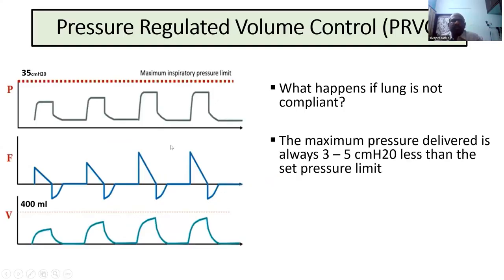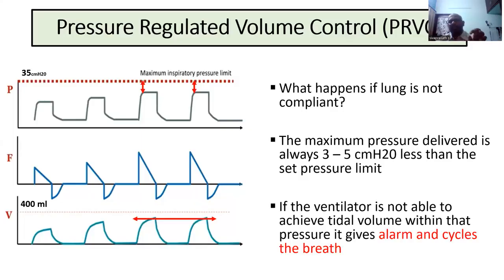So you have already set a maximum inspiratory pressure limit, and that cannot be crossed. What happens is it will slowly increase the tidal volume. Once the pressure achieved with that tidal volume is 3 to 5 centimeters less than the set pressure limit, it will terminate the breath and give an alarm. And only that amount of tidal volume can be achieved in that patient.